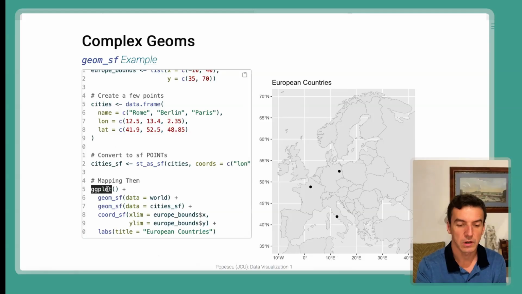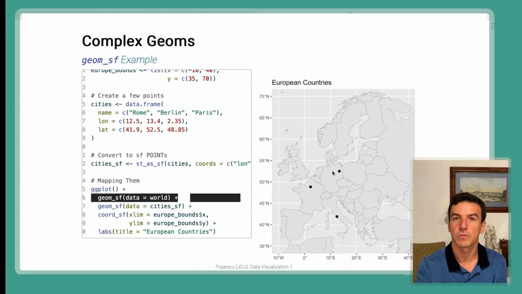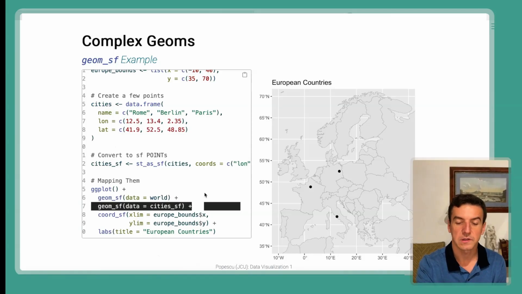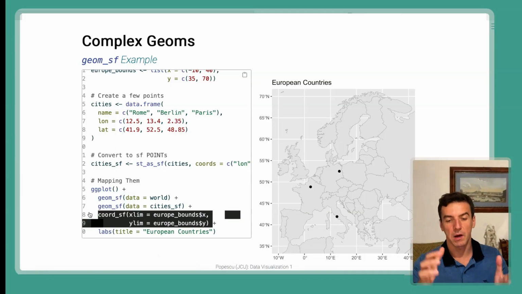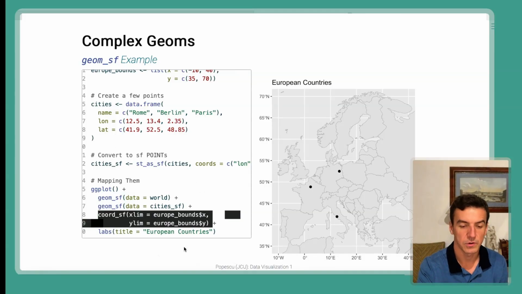And then mapping them together. At the very beginning, ggplot, then we plot the world. So we plot the country shapefiles. Then we plot the cities that we just converted. And then we limit the extent of our map. So we want, let's say, to focus on Europe.